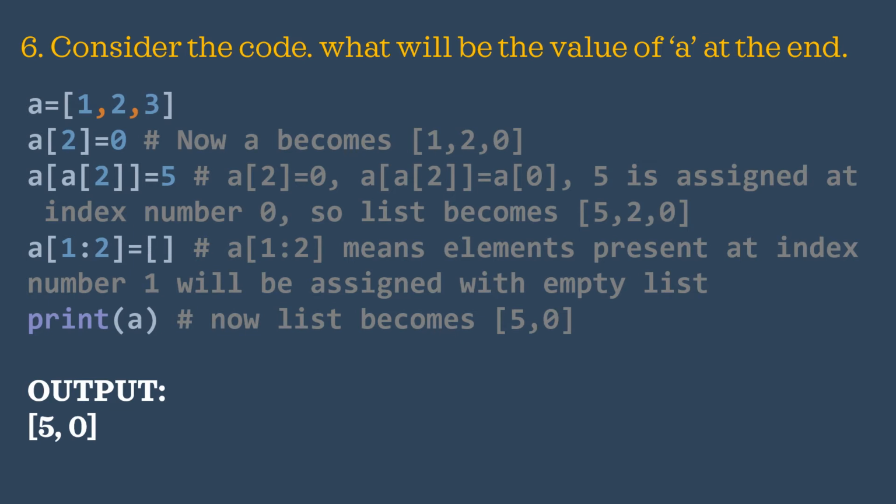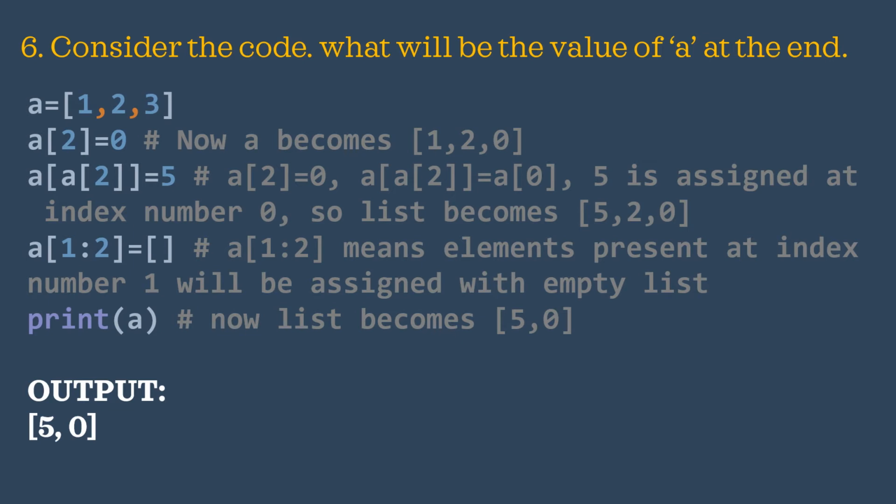Now next we are writing a within square brackets, a of 0 is equal to 5. That means 5 is assigned at index number 0. So now the list will become 5, 2, 0. Now next, a within square brackets 1 colon 2 is equal to empty. That means the values from index number 1 to 2 will be empty.